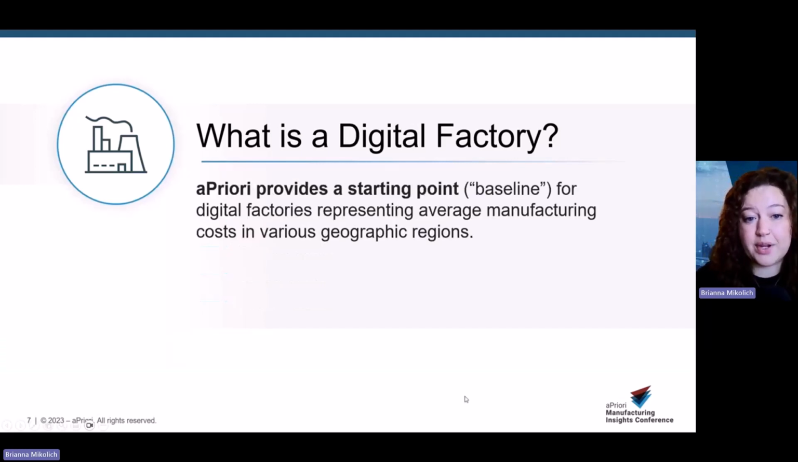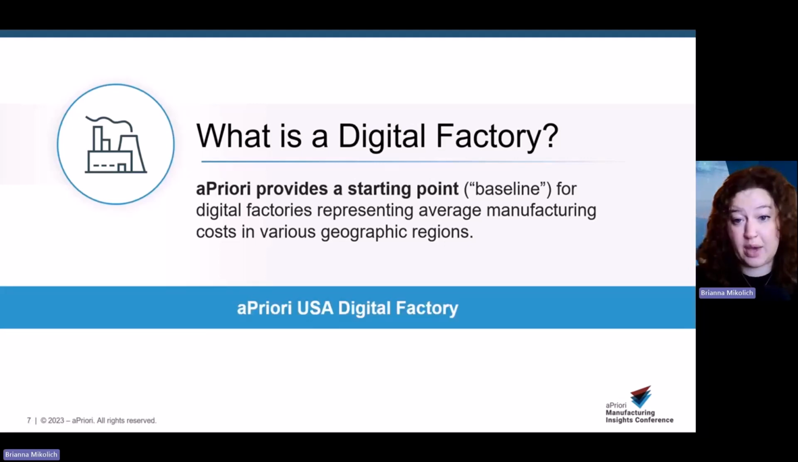As I mentioned, aPriori does provide those starting point or baseline digital factories that represent common manufacturing capabilities in that region. So typically these baselines are non-industry specific. They are just a high-level overview of the general capabilities of manufacturing in that particular region. Then they have some regionally specific data that differentiates them. What we're going to be using in today's training is the aPriori USA digital factory.